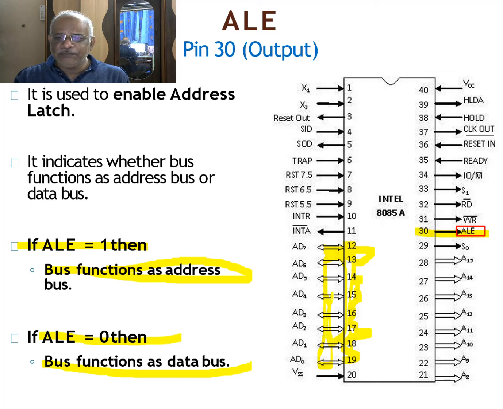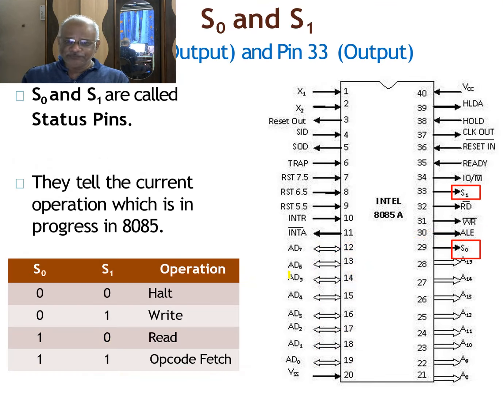So the ALE pin will tell the microprocessor whether to treat the bits available from 12 to 19 as the lower byte of address or as data. Either it will be 1, so it is the lower byte of address bus. When it is 0, it is the data available on the pins from 12 to 19. So this is the function of the ALE pin. Now we will go to the next pin.